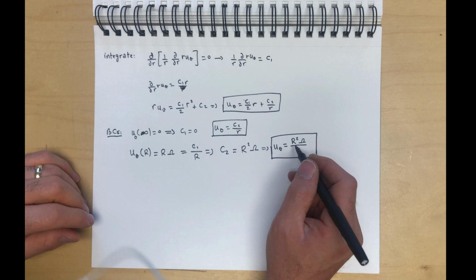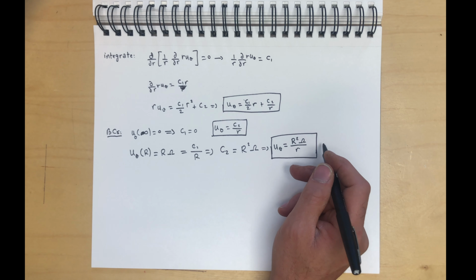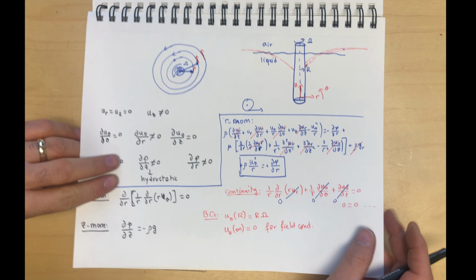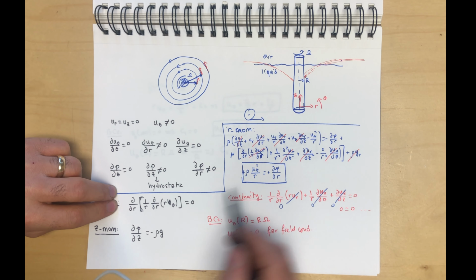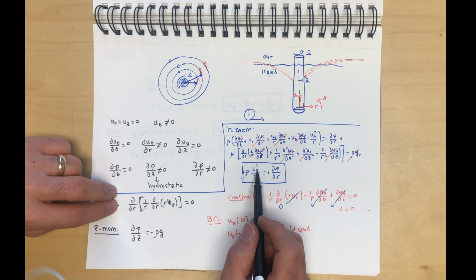Okay, so that's only a function of R. Now we need to calculate the pressure distribution. If we go back to these equations, we are left with these two terms. We can put in u theta over here and start by integrating. So let's go ahead and do that.